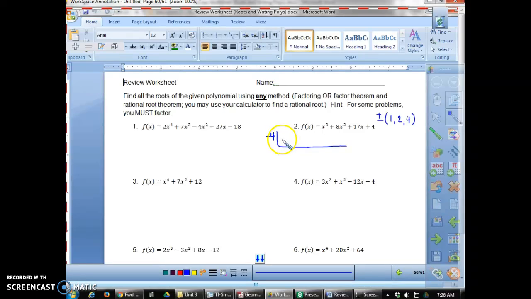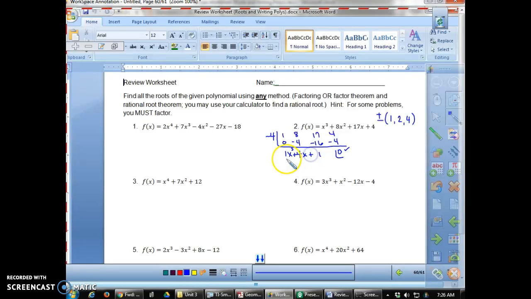Not all decimals are irrational, but in this case, all my rational roots would be in this list here. So I have 1, 8, 17, and 4. And I'm going to bring down the 1, multiply. And I'm going pretty quickly here, and you feel free to pause it and work through the problem and then check in. Okay, that's what I wanted to see. So this was a cubic.